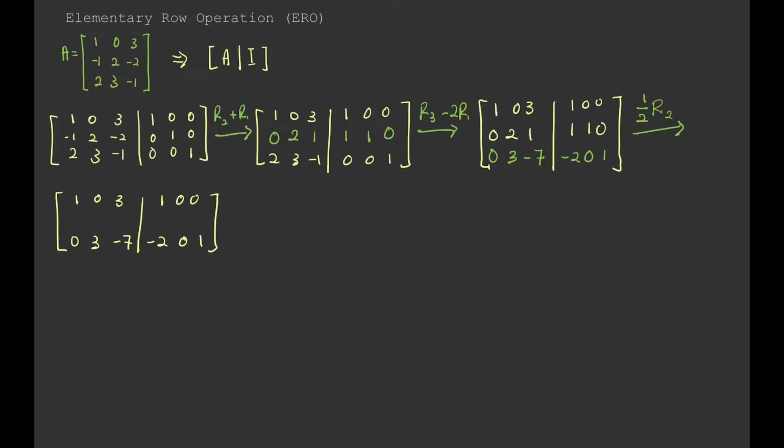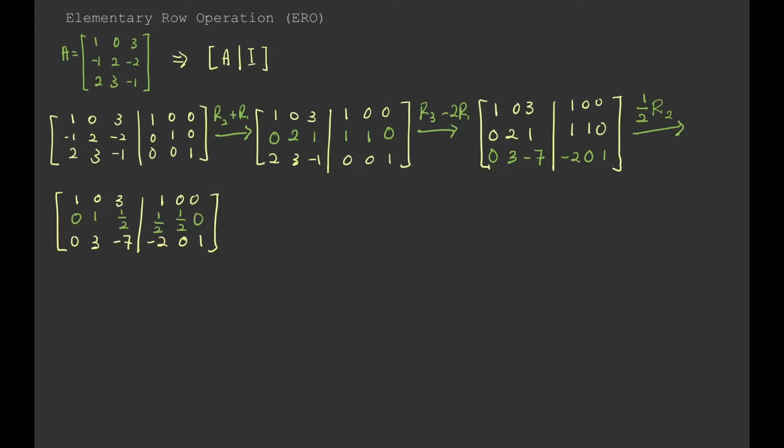So here 1 over 2 R2, 1 over 2 times 0 will be equal to 0. Then we have 1 over 2 times 2, we're going to get equal to 1. After that, we have 1 over 2 times 1, we're going to have 1 over 2. Next, we have this one, so this one will be 1 over 2. And then same goes here, 1 over 2, and this one will be 0.